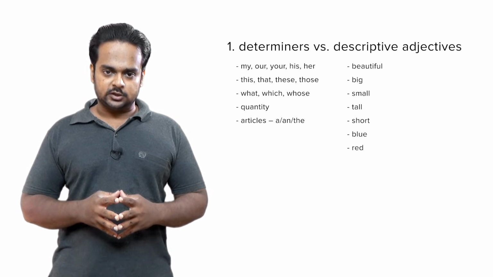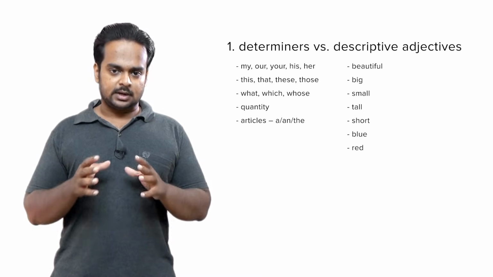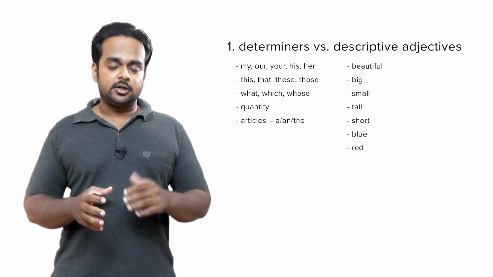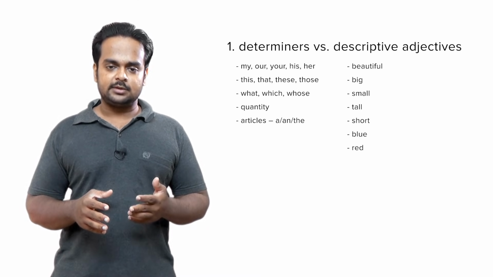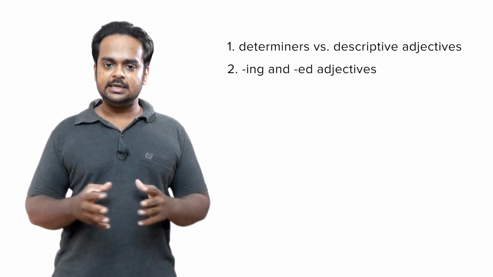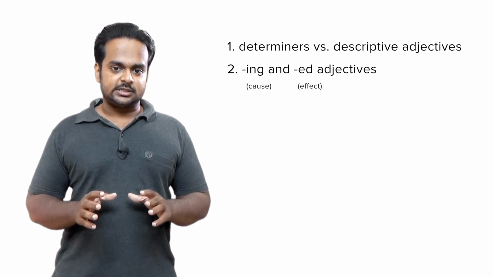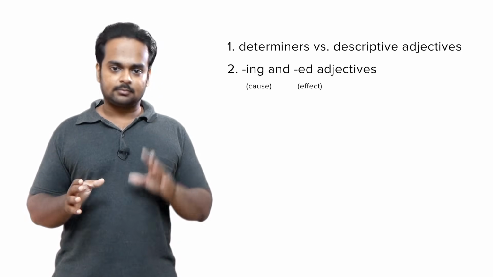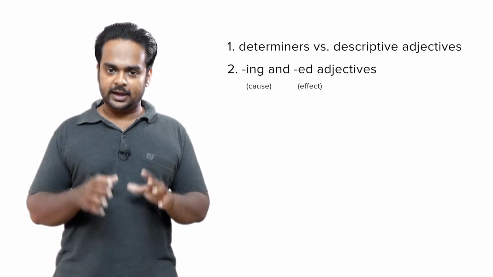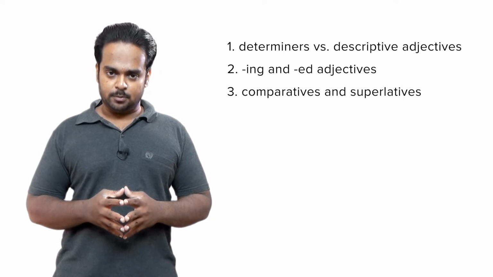We first learned about the 2 main types of adjectives. Determiners, which are a group of grammar words that act as adjectives, and descriptive adjectives, what we can think of as the real adjectives. Then we looked at ed and ing adjectives. Remember that ing adjectives show cause or reason, and ed adjectives show effect or result. Then we turned to comparatives and superlatives.